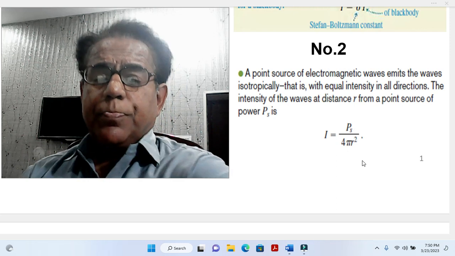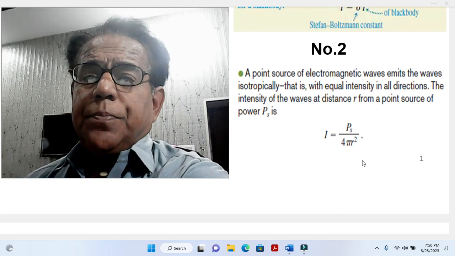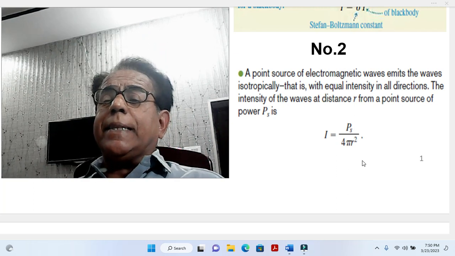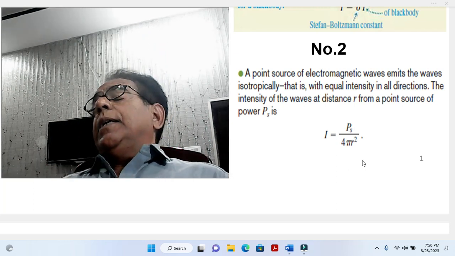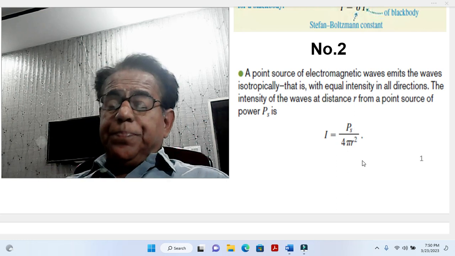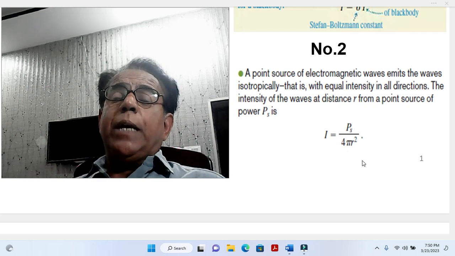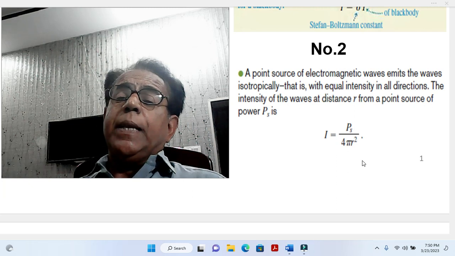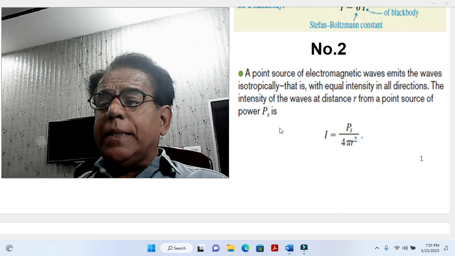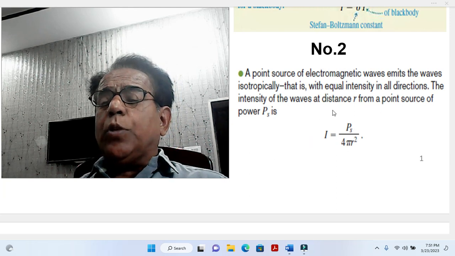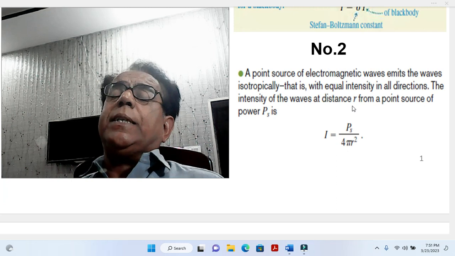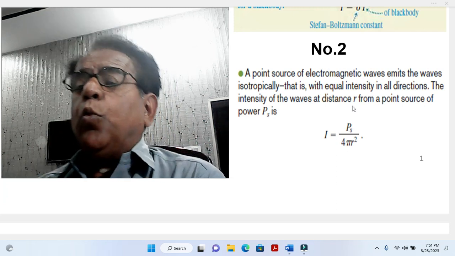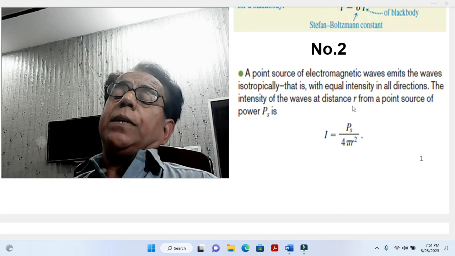2-dimensional and 3-dimensional. In our current problem, we are dealing with a 2-dimensional situation in which the area of a circle is relevant. This similar situation deals with a situation where a 3-dimensional situation is applicable. That is why intensity is equal to power over the area of a sphere, 4 pi r squared.